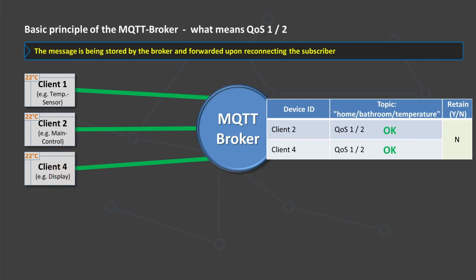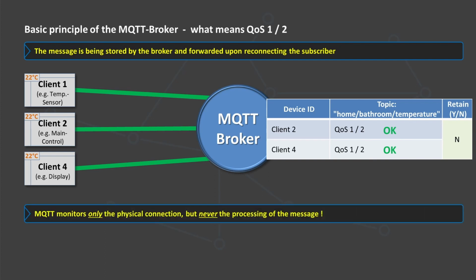This is all handled automatically by the MQTT broker and nobody else must take care about these tasks. However, it is only useful as far as the pure physical connection is concerned. The reason is MQTT cannot verify the content of the message or the command. The protocol monitors only the physical connection. Unfortunately, this leaves us without an essential part of control.